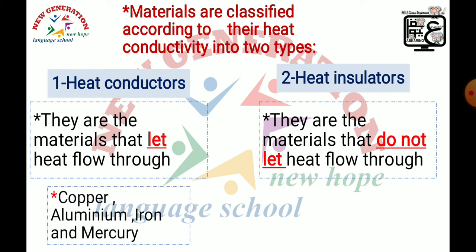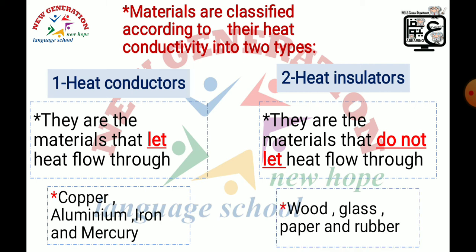Excellent. And for examples, heat conductors: copper, aluminum, iron, and mercury. Excellent. For example, heat insulators: wood, glass, paper, and rubber. Amazing. So, the materials are classified according to their heat conductivity into two types. Number one, heat conductors. Number two, heat insulators.